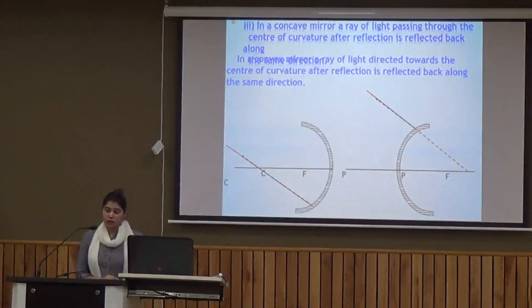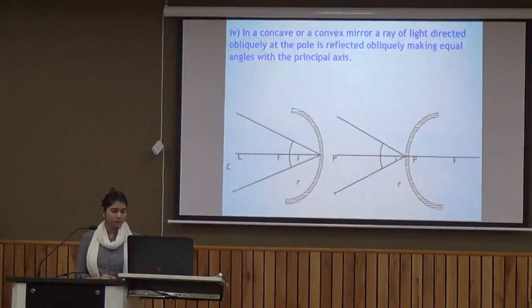And the third and the last law: in a concave mirror, a ray of light that is passing through the center of curvature, after reflection, is reflected back along the same path, right? This is the same law for both concave and convex mirrors. And then we have, in a concave or a convex mirror, a ray of light that is directed obliquely at the pole is reflected obliquely, making equal angles with the principal axis, which is shown through the diagram.